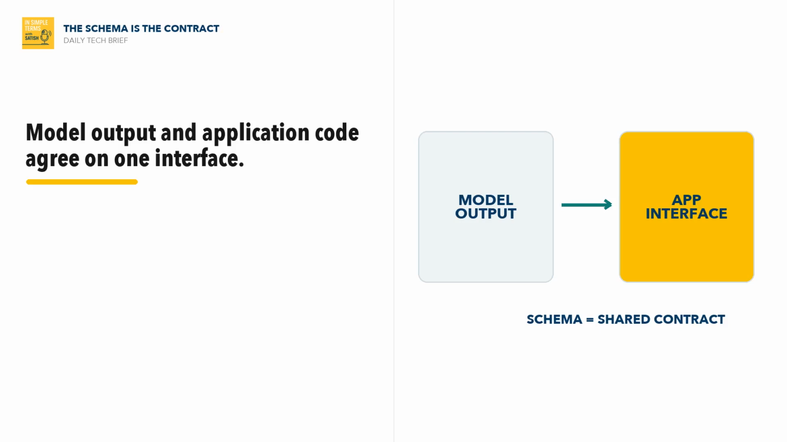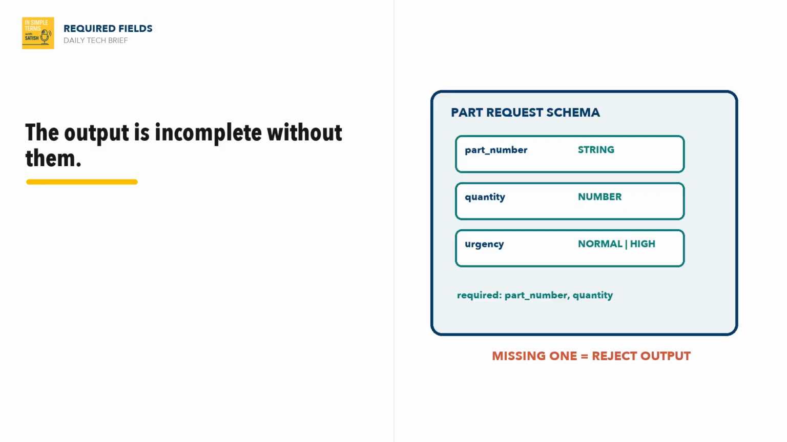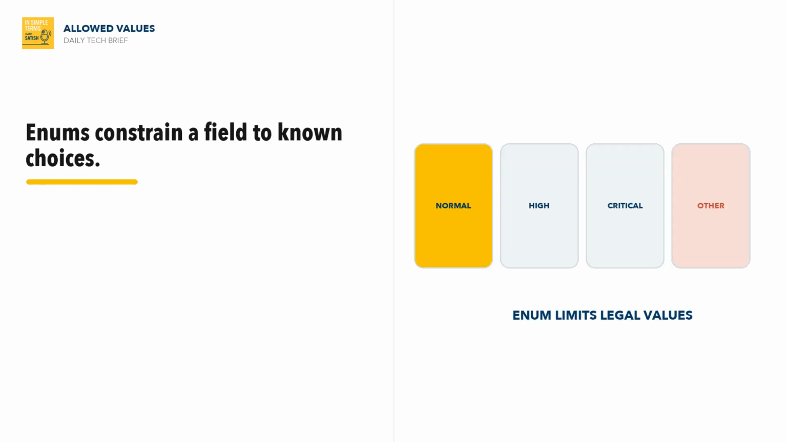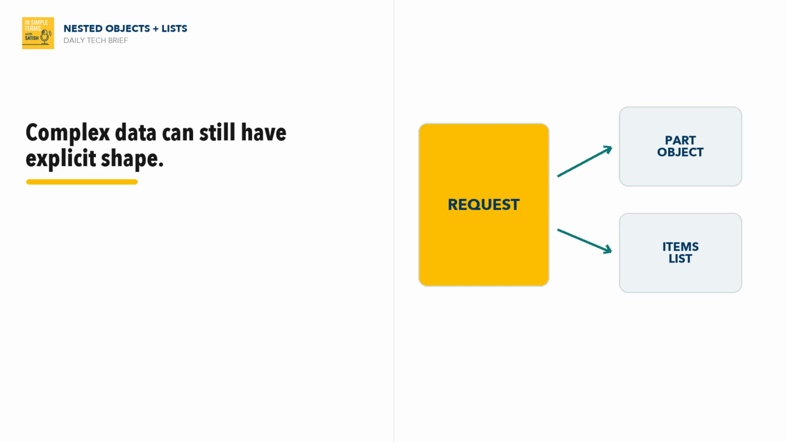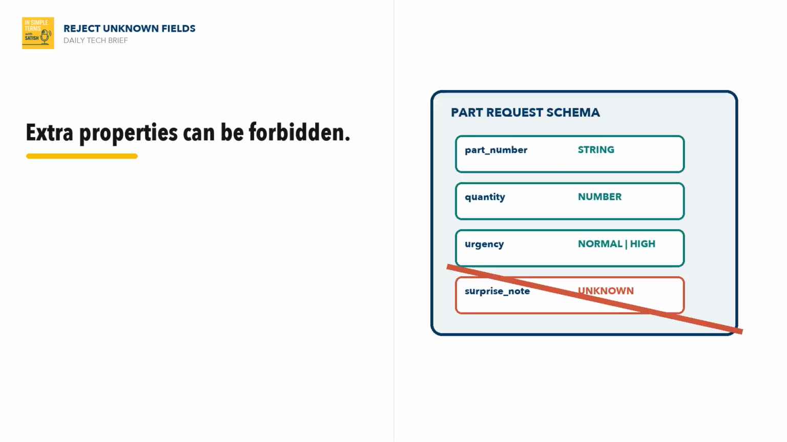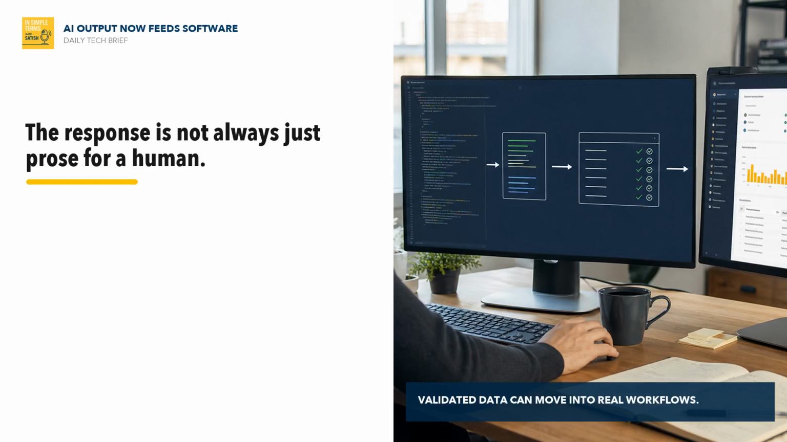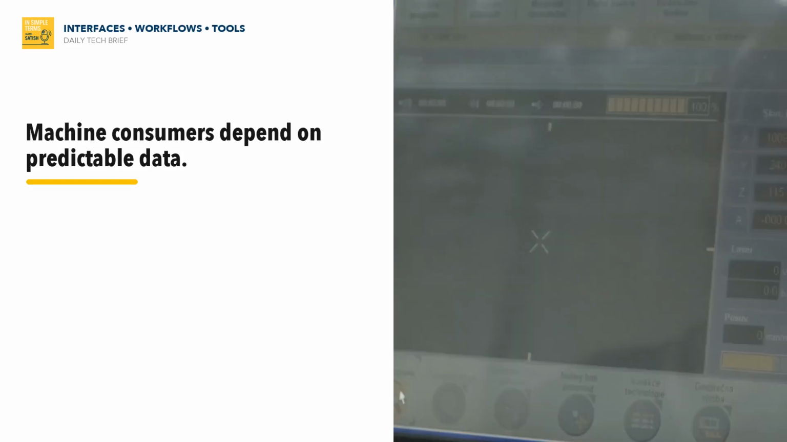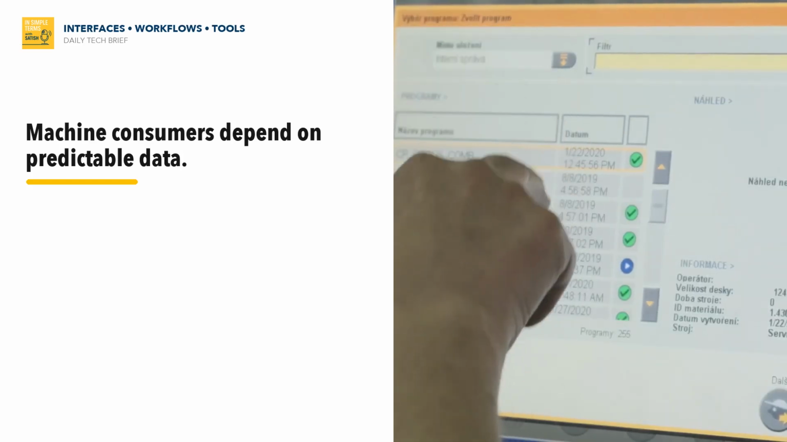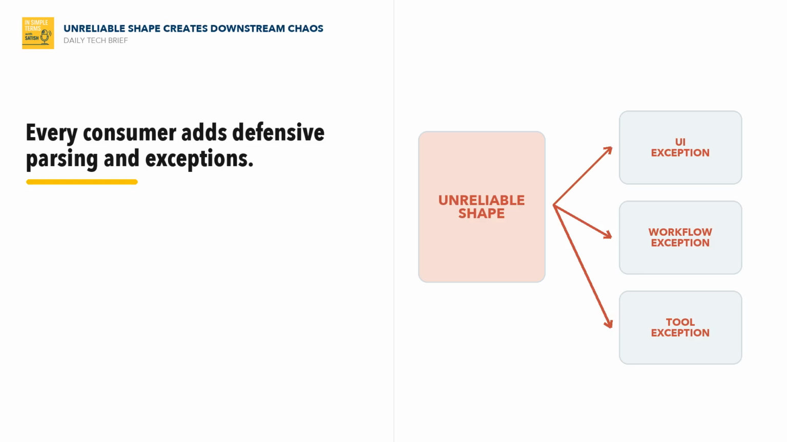The schema defines the contract. It can say which fields are required. It can say which values are allowed. It can define nested objects and lists. And it can decide whether unknown fields should be rejected. This matters because AI systems are no longer producing text only for humans to read. They are also producing data for interfaces, workflows, and tools. If that data shape is unreliable, the rest of the system becomes messy.